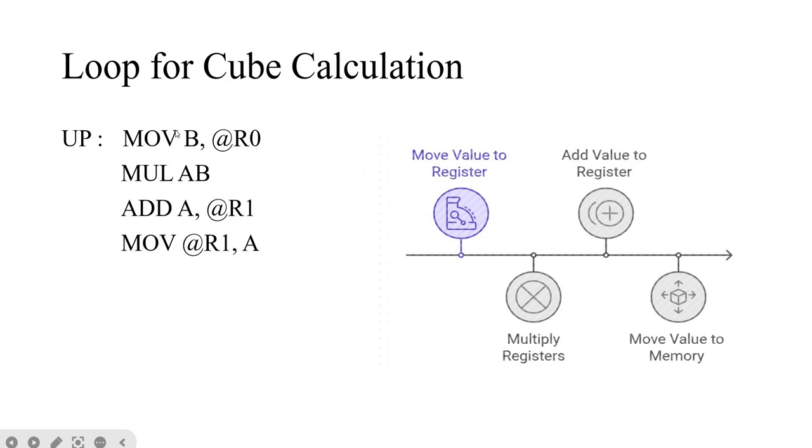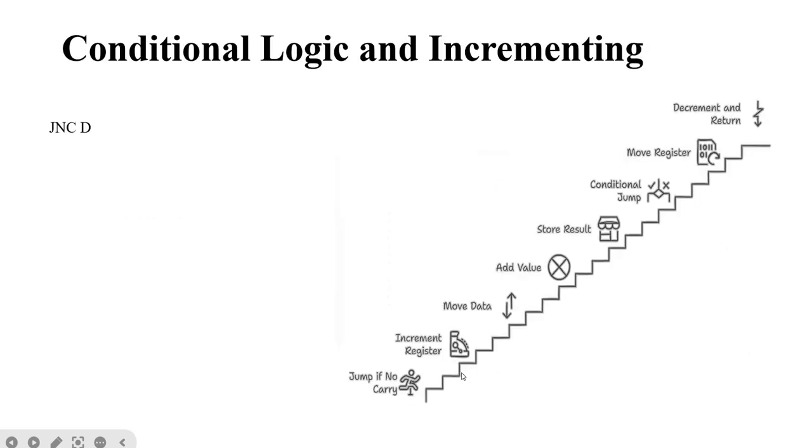So what we are doing here, we are moving the value to the register. Then we are multiplying the values from the registers and adding the value to the register, and we are moving the value to the memory. Now we'll see about the conditional logic.